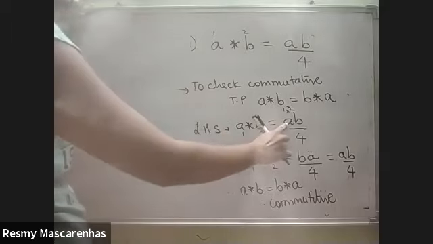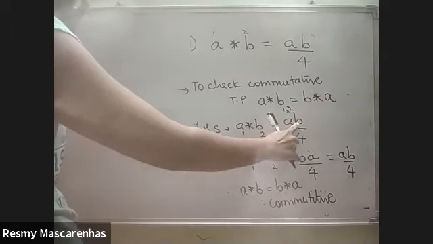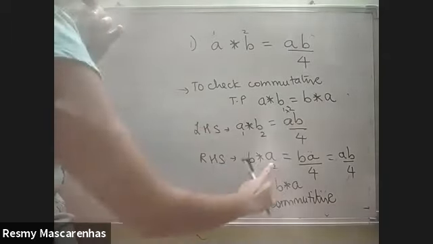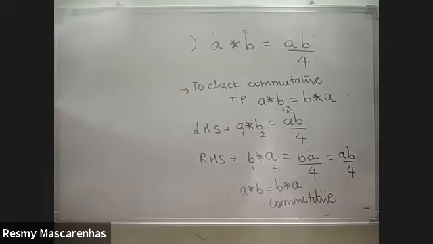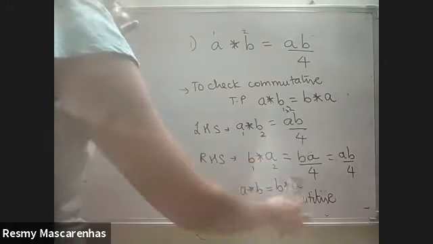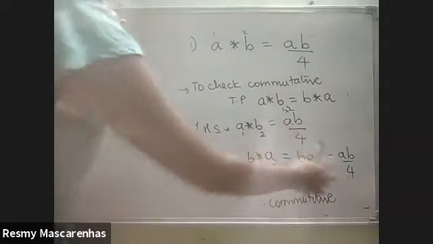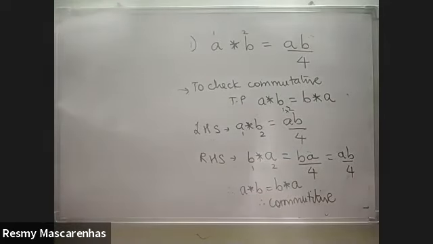Okay, first letter first, second letter second. Same way, first letter first, second letter second. And AB is same as BA. So I can write it as AB upon 4. Both the answers are same and it is proved as commutative. So this is the condition for commutative. Now we'll check for associative.